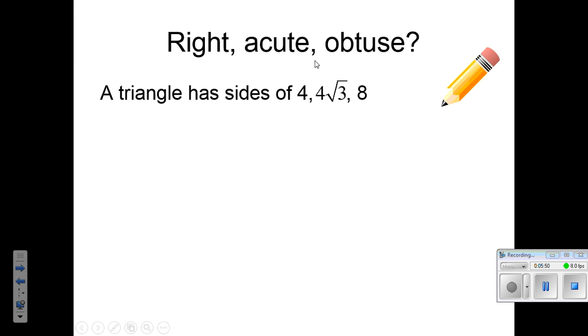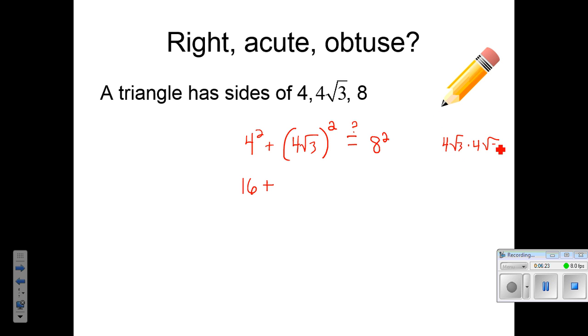Now, I'm not going to use my decimal answer in the Pythagorean theorem. I need exact values if I'm going to find out if it's right, acute, or obtuse. So I know that the 4 is one of the legs, the 4 square roots of 3 is one of the legs. I'm going to square all of that, and will that equal 8 squared? So 4 squared is 16, and 4 square roots of 3 squared. That's 4 square roots of 3 times 4 square roots of 3, because that means I have 2 of them.